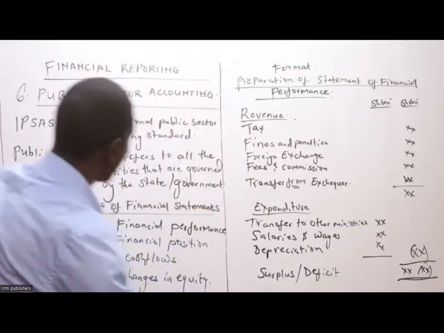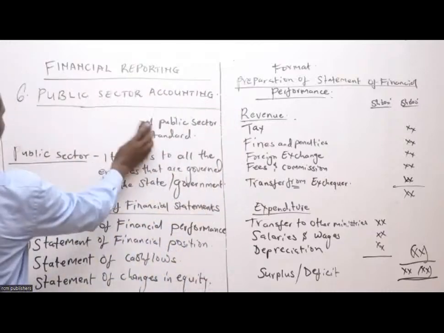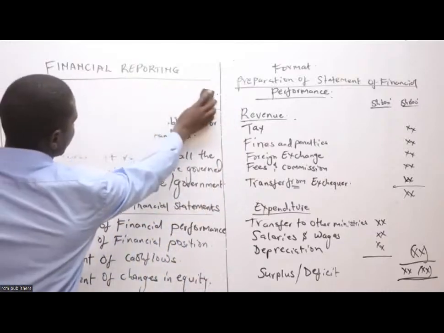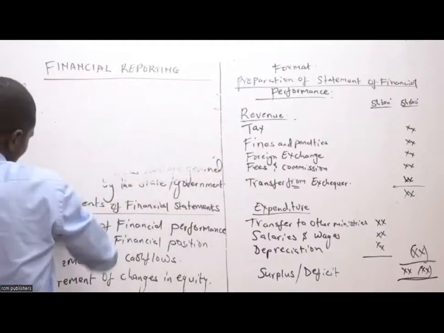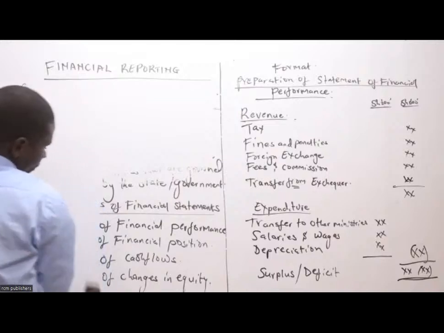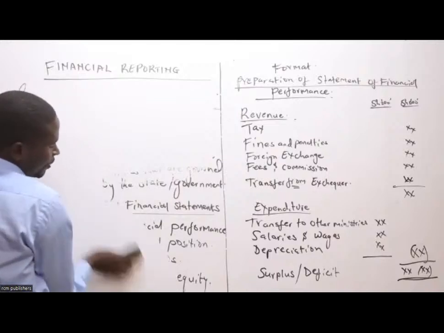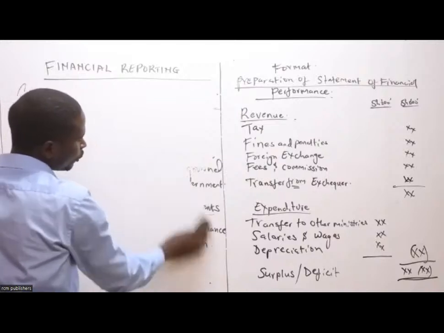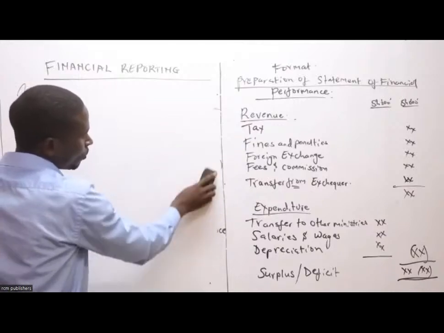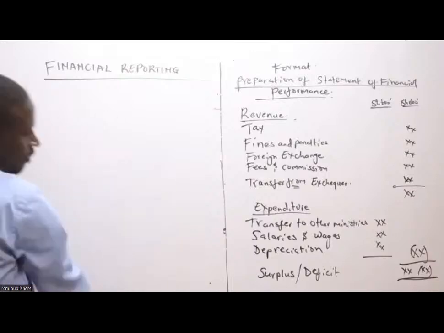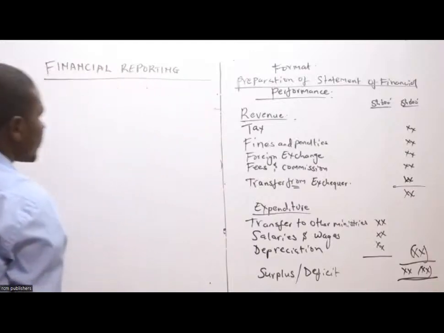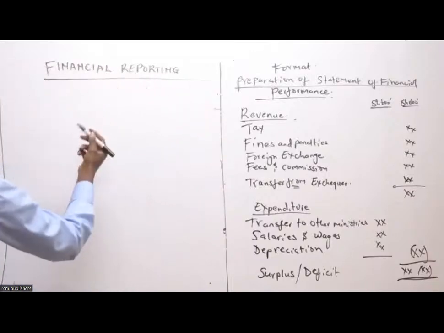Preparation of the statement of financial position. That is the balance sheet. There's no much difference here. The only difference is that we don't have the ordinary share capital. Instead, we have the accumulated fund.